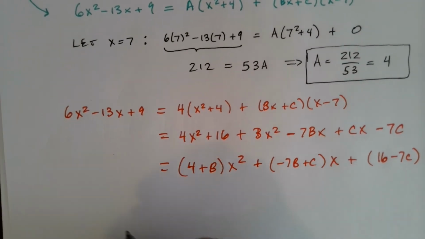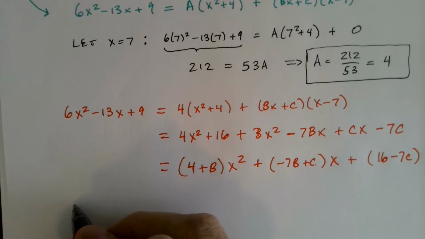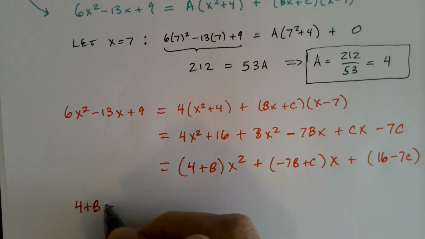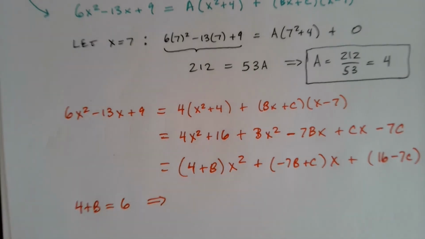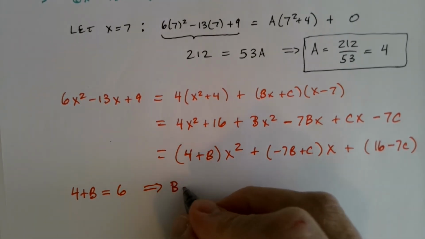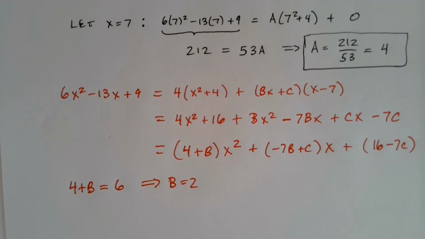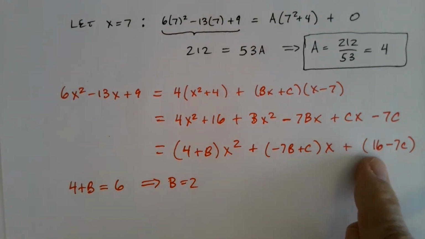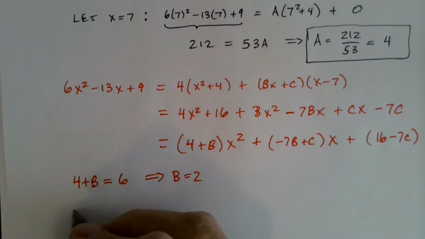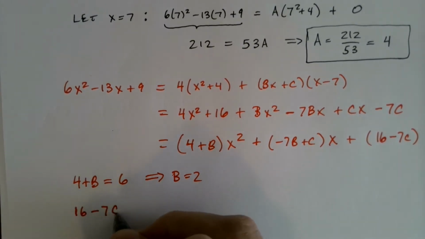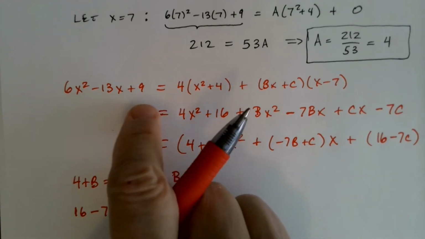So now I match up, right? So what do I know? 4 plus b must be equal to 6. This coefficient has to be 6. And right away I say, hey, I know what b is. What is b? b must be 2. And now I can use either of the other two. In fact, I'm going to go back here and just say, hey, the constant term, 16 minus 7c, what does that have to equal? That has to equal 9.